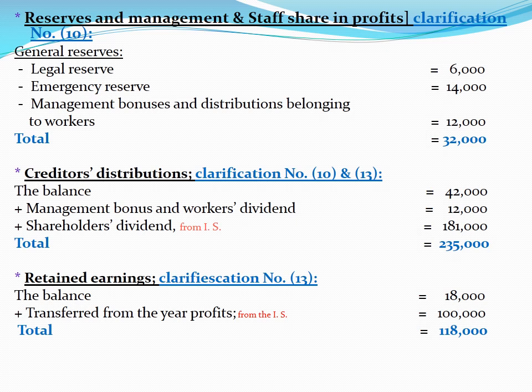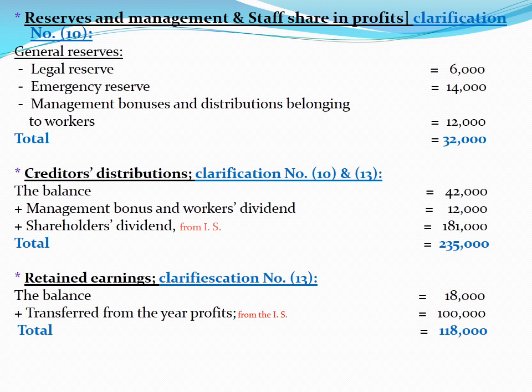General reserve: legal reserve 6 of this year, emergency reserve 14 for this year, the total of 20 that appears in adjustment number 7 in page 244. Then 12,000 management bonus and distribution belonging to workers or employees, so the total 32,000 to appear at the end of the income statement as distribution of profit after tax. Creditors distributions, clarification number 10 and 13.